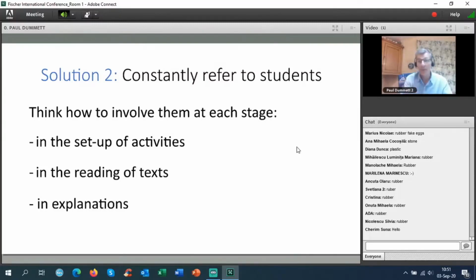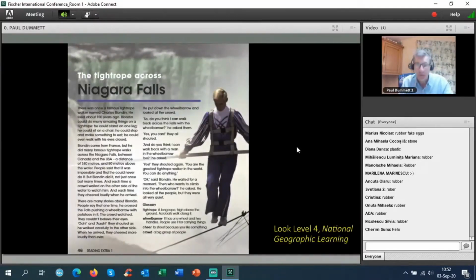I don't know, probably people do this anyway. They get their students to read aloud. In explanations, get them to read rubrics, question them. So we'll involve them also in explanations and student-to-student explanations. Just as an example, we'll look at this text.